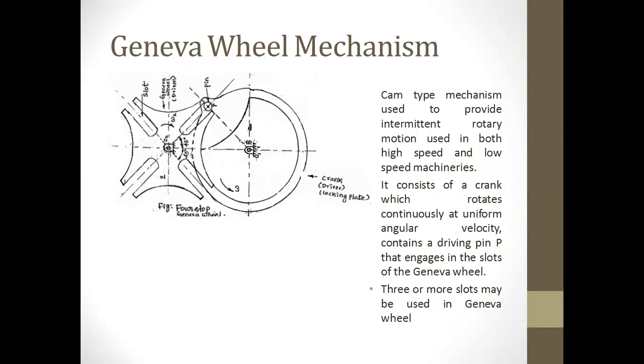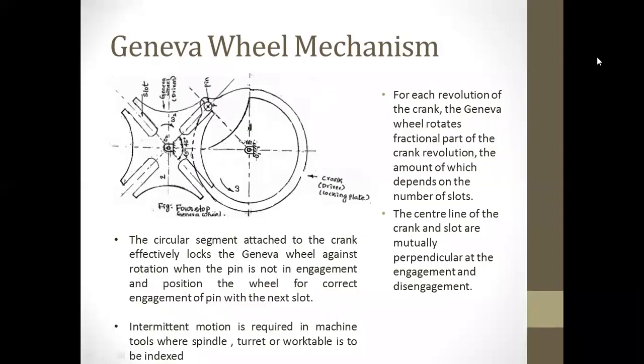There is a pin here. This pin engages with the slots of the Geneva wheel. So this is the Geneva wheel, and the pin engages with its slots. There may be 3 or more slots in the Geneva wheel. More than 3, you can have 4 slots, you can have 5 slots. Next, here you can see the Geneva wheel.